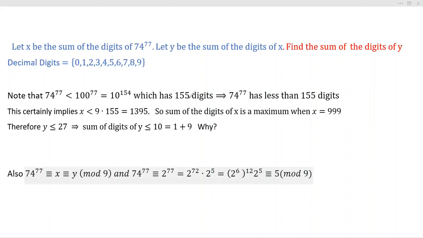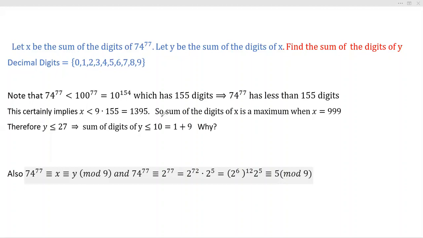The best way to see that is to think of 10 to the third power. 10 to the third power is 1,000. That has 4 digits. So it's always one more digit. It turns out to be not that important. But anyway, we do know that 74 to the 77th has less than 155 digits. Now, we multiply by 9 to get an upper bound on the sum of the digits because the maximum decimal digit is 9. So that explains the presence of this 9 right here.